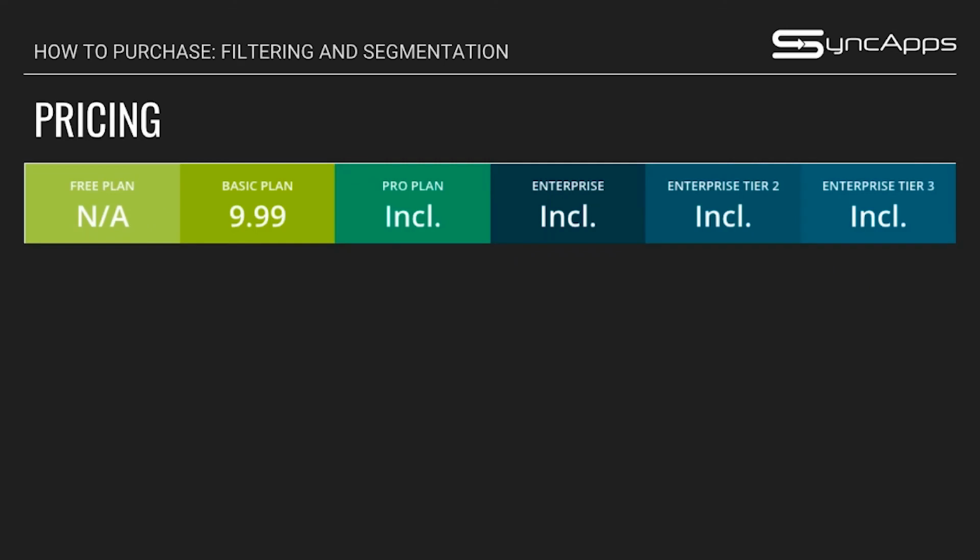So, how can you purchase the filtering and segmentation feature? This powerful feature is available as an add-on for a basic plan and is already included in our professional and enterprise plans.